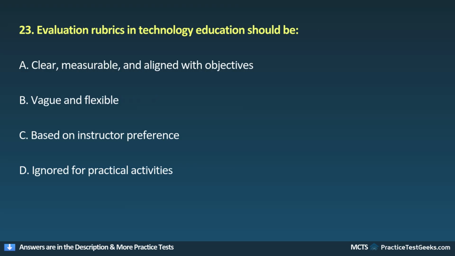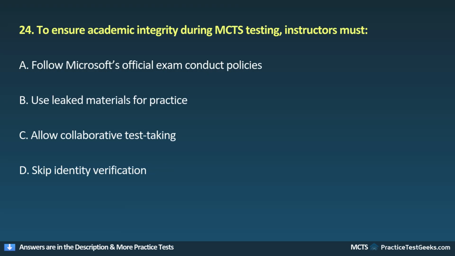23. Evaluation rubrics in technology education should be A. Clear, measurable, and aligned with objectives. B. Vague and flexible. C. Based on instructor preference. D. Ignored for practical activities.